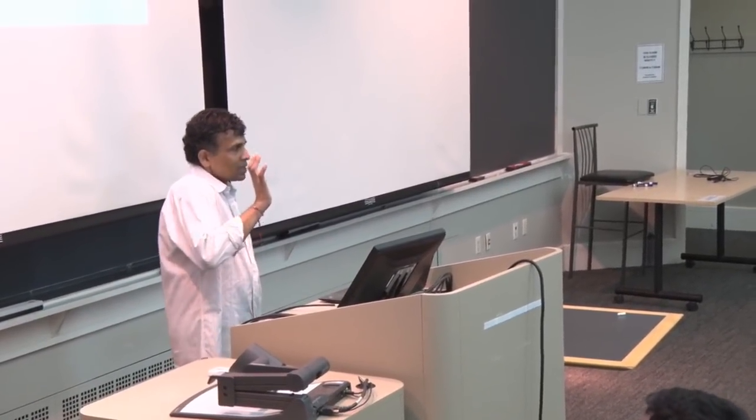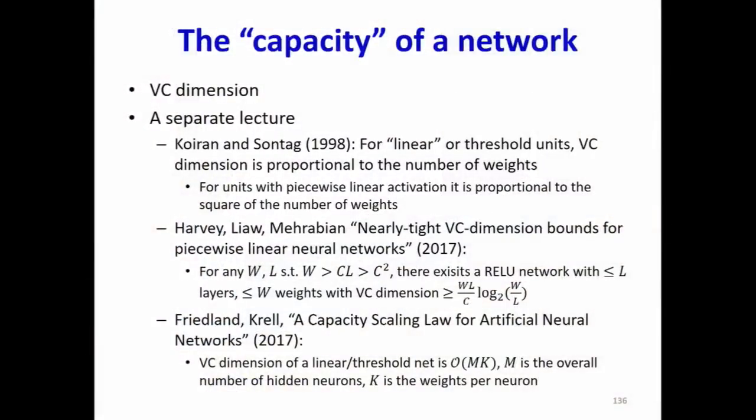Formally, of course, there's a lot of work on VC dimensions of networks, a separate lecture. Koiran and Sontag had a very nice paper in 1998. Harvey, Liaw, Mehrabian had something more recently. Gerald Friedland and Krell had a really nice recent result. I hope to have Gerald Friedland come down later this semester to do a guest lecture on this work, where they showed how you can compute the capacity of a network when you think of it in threshold terms. They have some excellent results, and particularly, they have results which show that no matter what you do, the network is always going to be wrong, right? And it can be wrong in really bad, malicious ways.